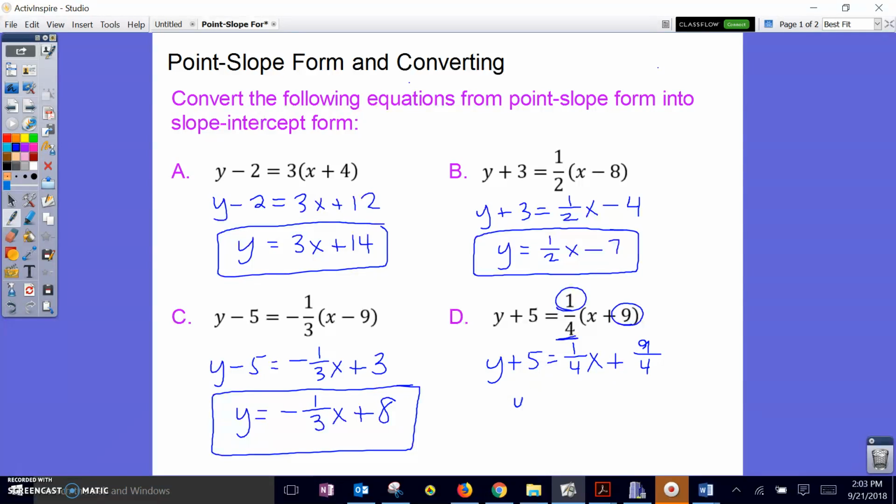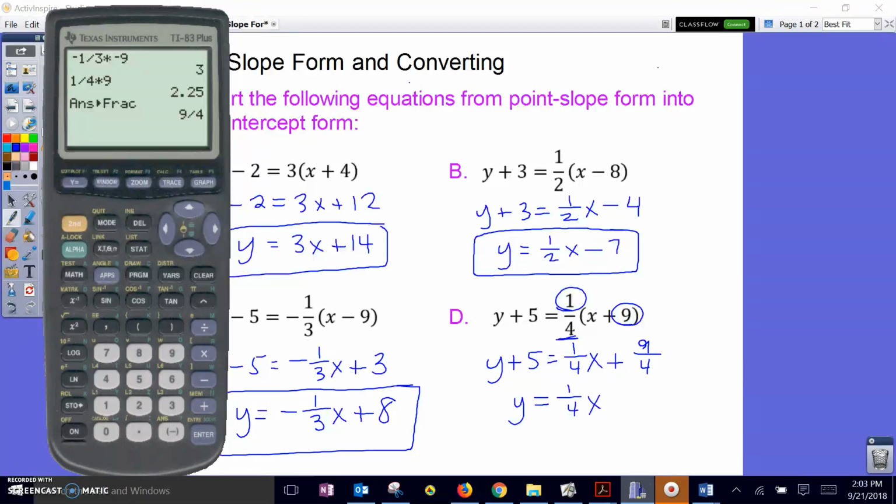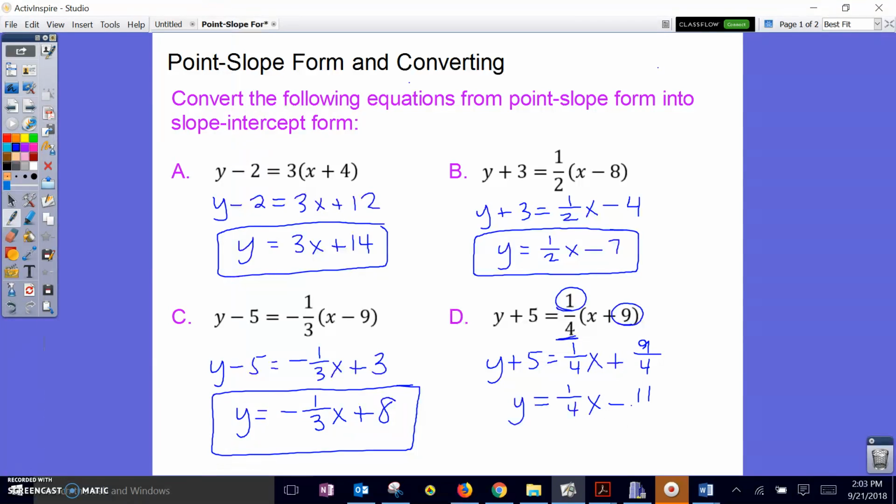And now we want to subtract 5 from both sides to get y by itself. And so we're going to take 9/4 minus 5, and we'll convert that over to a fraction. And that's negative 11/4. And we've got our equation in slope-intercept form. Alright, so converting from point-slope to slope-intercept, like I said, we do the exact same two steps every single time. So once you get a few of these under your belt, you should be pretty comfortable with this one.